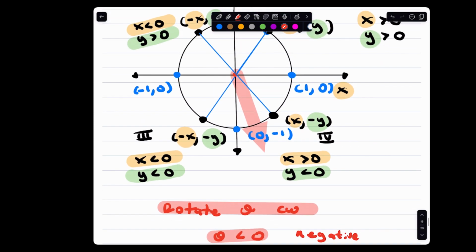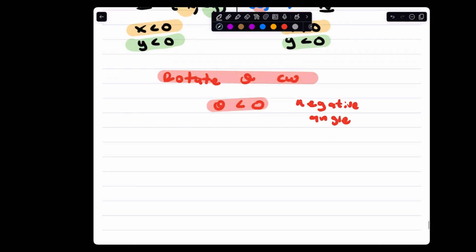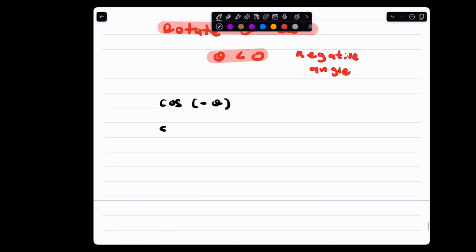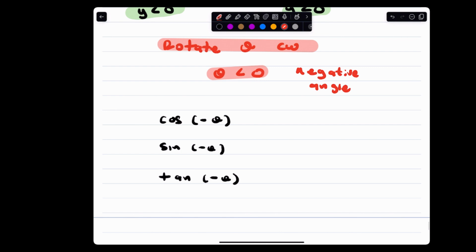So if theta is negative, we're going to have to define our trig functions. Remember, now we have cosine of minus theta, sine of minus theta, and tangent of minus theta. Because when I say theta is negative, we're going to look at it this way. All right, you guys okay with that?